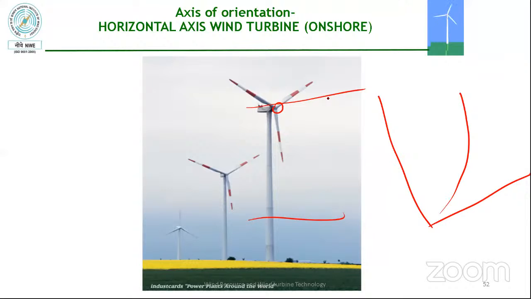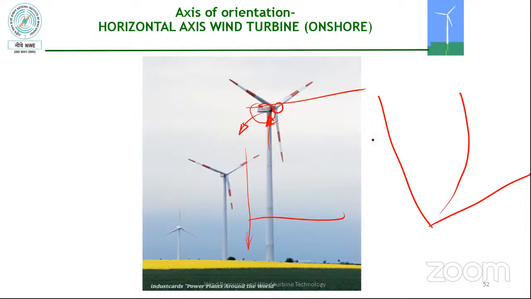And the disadvantage in this one is, see, you have to keep all your drivetrain components on the top of the tower. In case there is any issue or problem, then you have to bring it down to the ground. That is a disadvantage in this one.